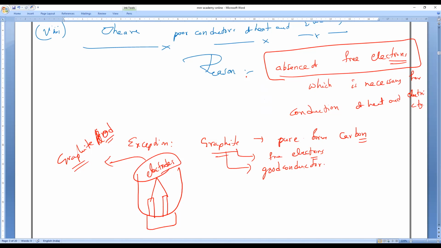But diamond is not a good conductor of electricity. Diamond is a good conductor of what? Heat. So diamond is a good conductor of heat, and graphite is a good conductor of electricity. So every time we study exceptions, it is mostly diamond and graphite.